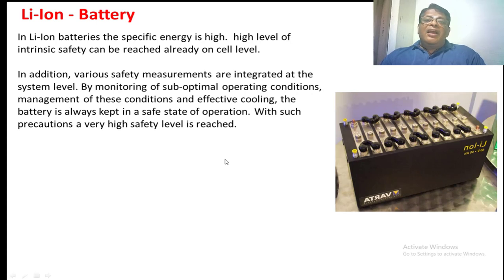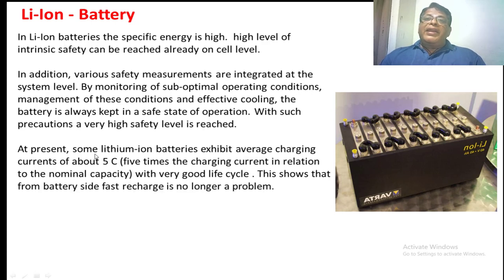It has a high level of intrinsic safety that can be reached at the cell level itself. Apart from that, at the system level we are also adding some safeties to the lithium-ion battery. A lithium-ion battery can be charged at very high currents, nearly 5 times the charging current related to the normal capacity, with a very good life cycle.